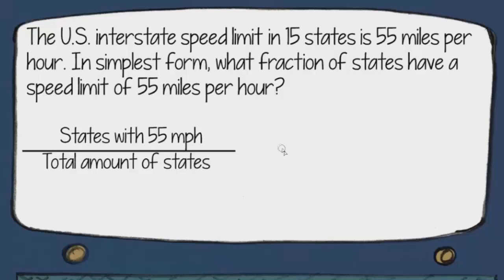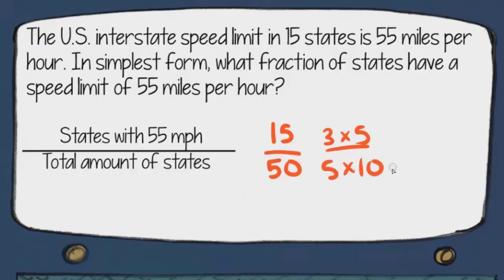Let's set up the problem. My numerator is the amount of states that have 55 miles per hour speed limits on their interstates. The denominator is the total amount of states in the U.S. This is 15 out of the 50 states. Now let's simplify. For 15, my factors are 3 times 5. For 50, my factors are 5 times 10. I could also write 10 as 5 times 2.